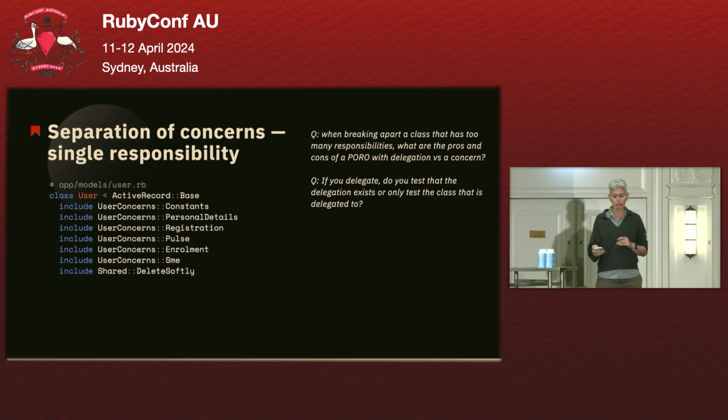Last question is, if you delegate, do you test that the delegation exists or only test the class that it's delegated to? So I check the logic on the classes that I create separately. I will check if the logic works on the service object, or I will check that the logic is correct on my presenter. And then in this class, I will check the delegation actually happened, rather than check that the other class did what it's supposed to do, because I trust the other class to do what it's supposed to do, and I just test for the message to be sent out.